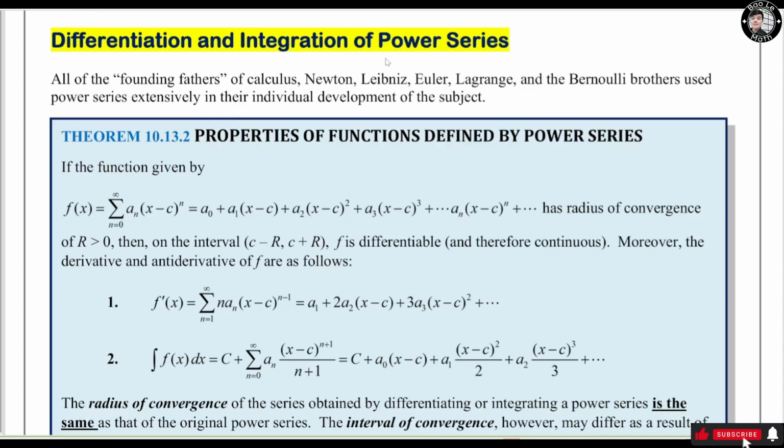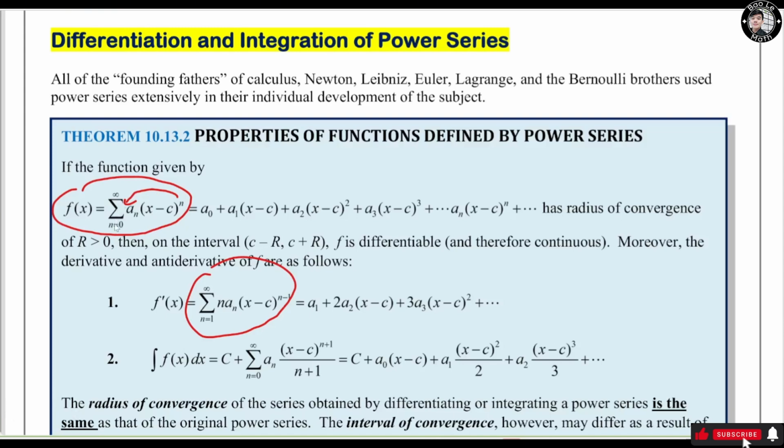Differentiation and integration of power series, right? So if you're given the power series right here, you can take the derivative of this one. We're going to use the power rule. We can bring n to the front and subtract 1. We're going to end up with this expression right here.